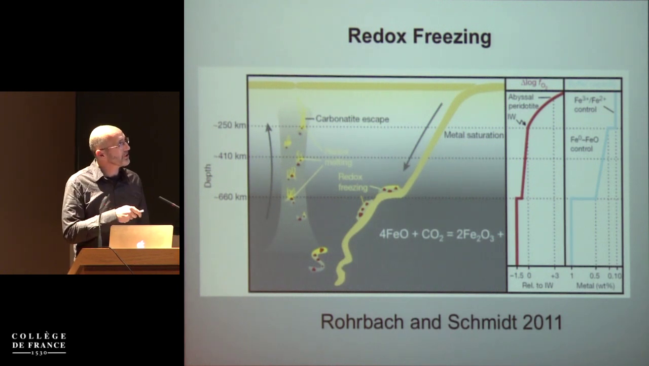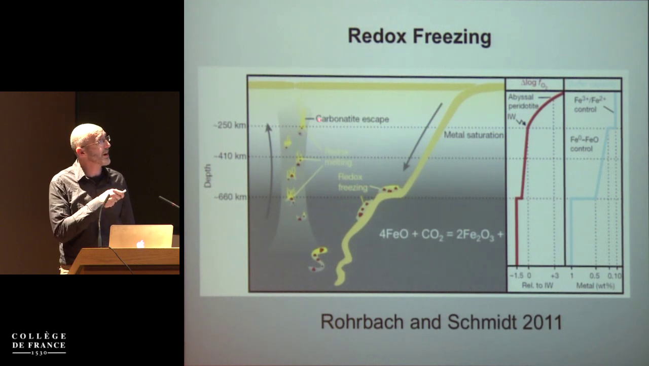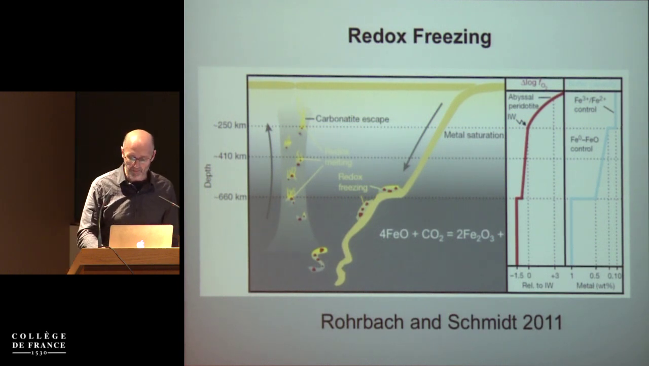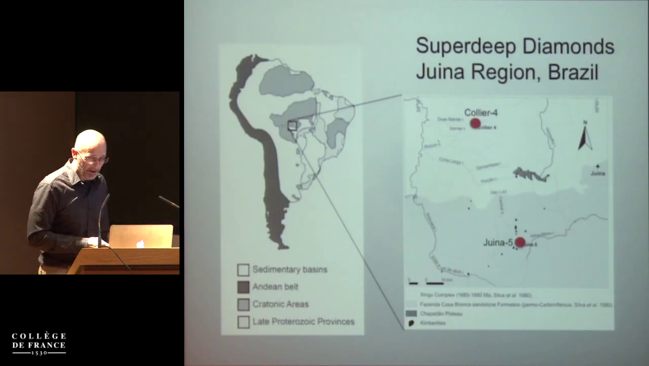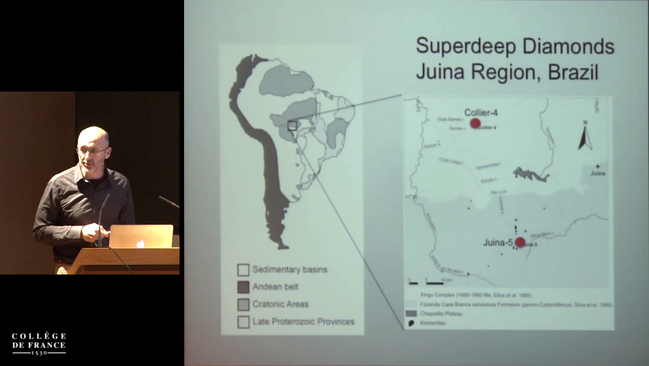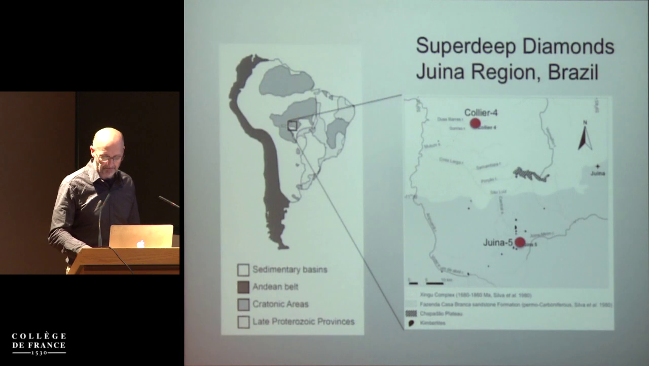So what I'm going to try to show you is that we see this process in these sublithospheric diamonds, and that we can actually track a process like this that's happening all the way from this region to the base of the lithosphere. So the diamonds I'm going to be telling you about are from the Juína region in Brazil. This is a famous region for sublithospheric diamonds, specifically two kimberlite pipes, Collier 4 and Juína 5, which are located just at the southern end of this part of the Amazon craton, just within a mobile belt.